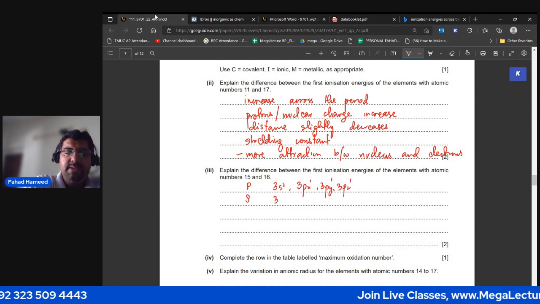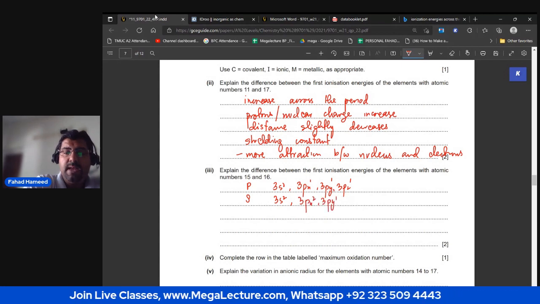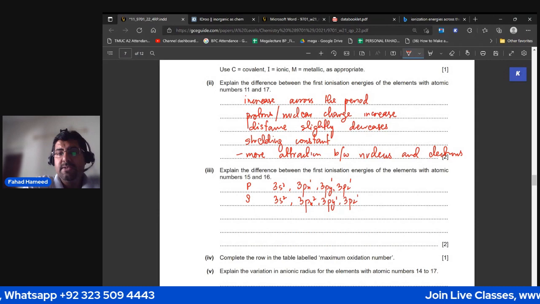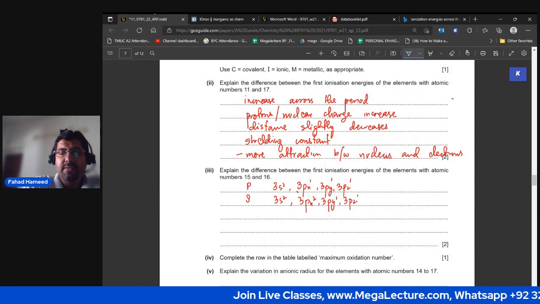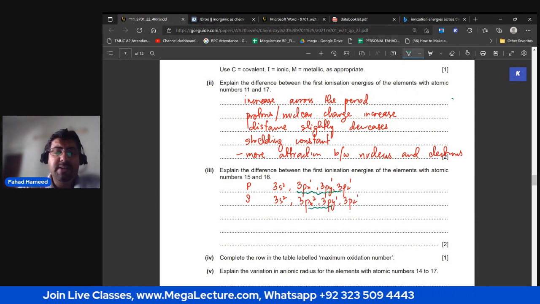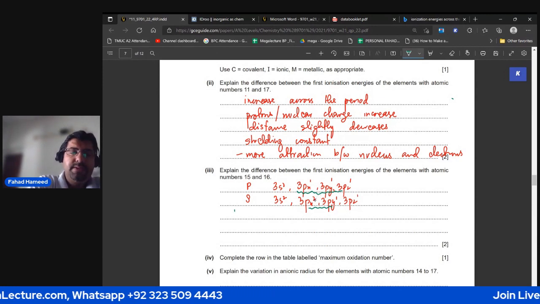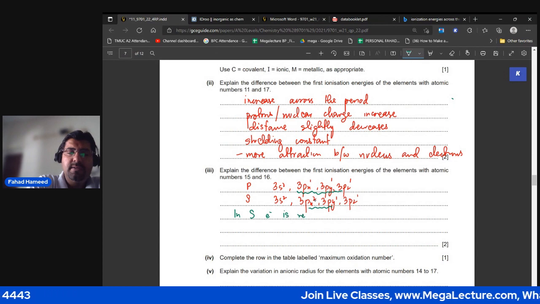Sulfur is 16 electrons, so the outer electronic configuration is 3px2, 3py1, and 3pz1. Now, the first thing is you're going to quote these electronic configurations, or what you can state is that in sulfur the electron is removed from a paired p subshell. So in S, the electron is removed.